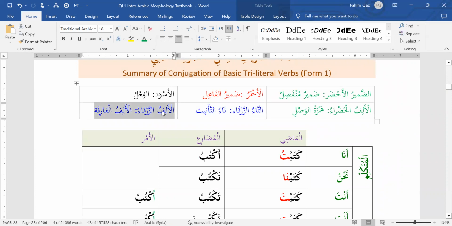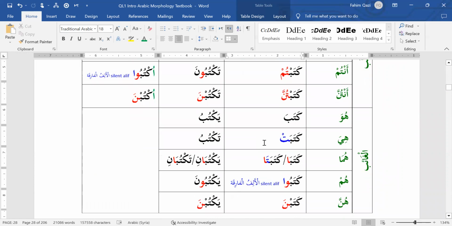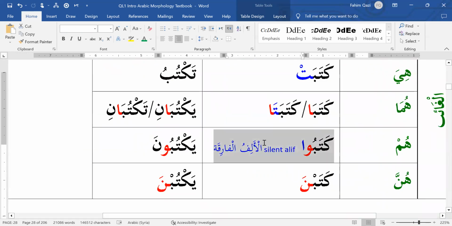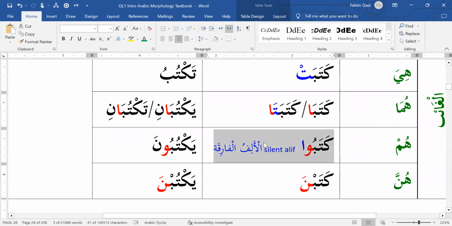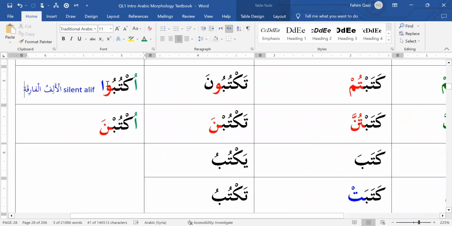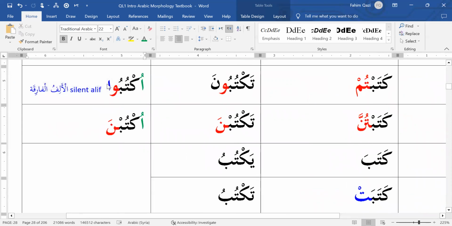And finally, al-alif az-zarqa, which is al-alif al-fariqa, the silent alif, appears here, katabu, and also appears in al-amr, uktubu. What's the point? It's silent, it's not heard, not pronounced, it's only written. What's the point?